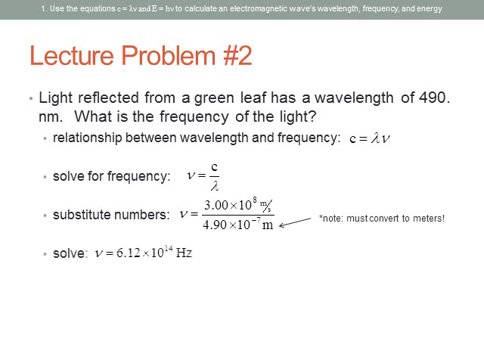And we simply solve for the frequency, speed of light. We know it's 3 times 10 to the 8th divided by our wavelength, and we get our frequency of 6.12 times 10 to the 14th hertz.